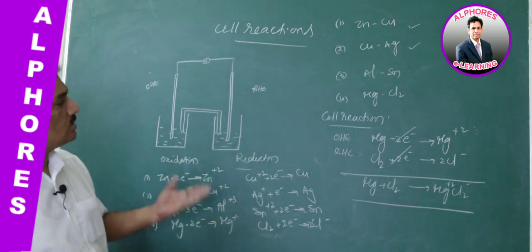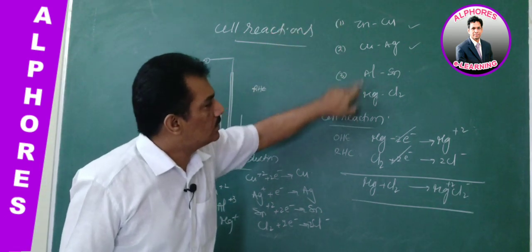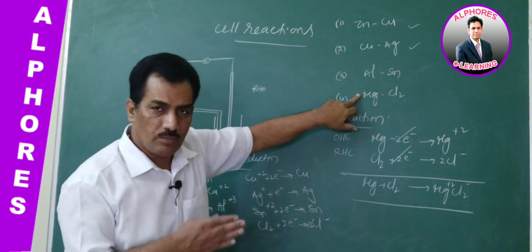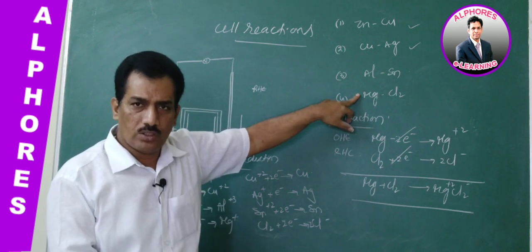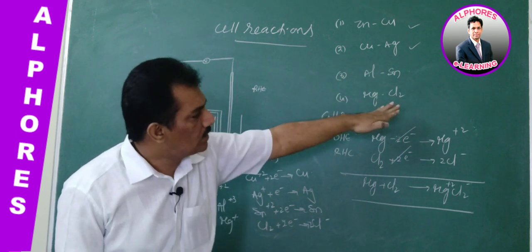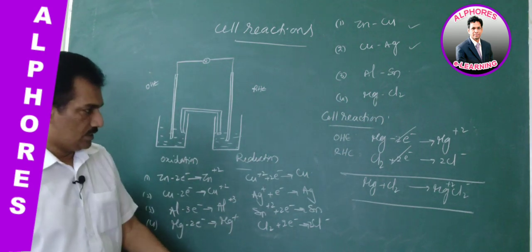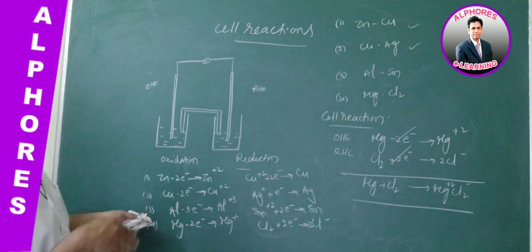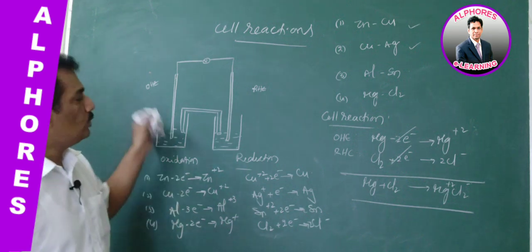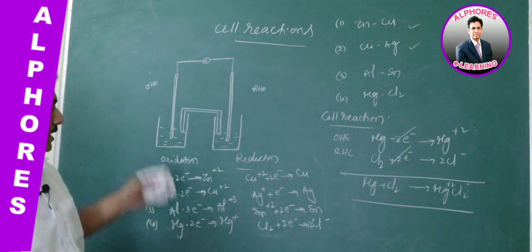Here for your reference, already we are giving all this. I am giving all these metals. Preceding metals are behaving as oxidation half electrodes, and succeeding metals or elements are reduction half electrodes. Clear? That is about that.